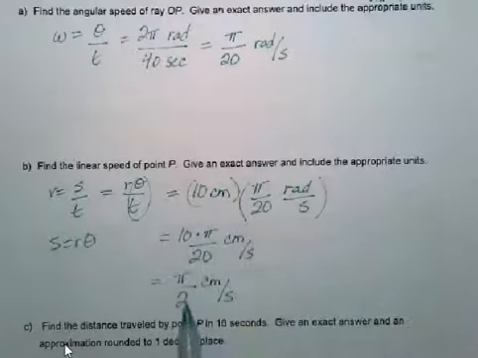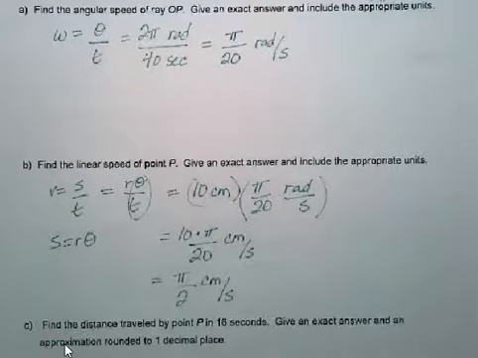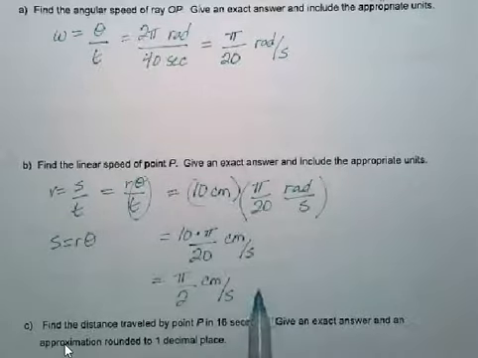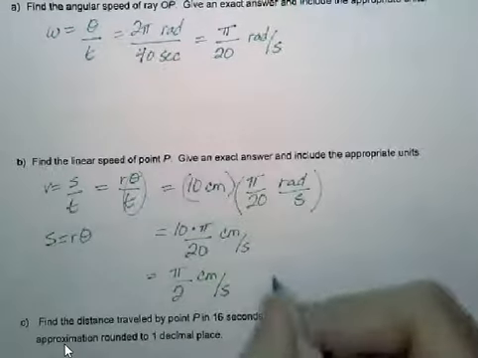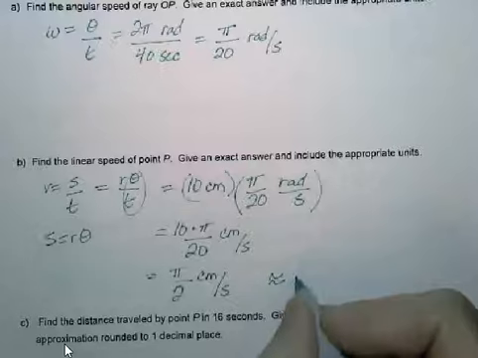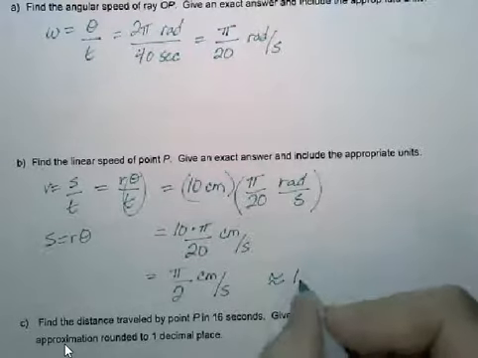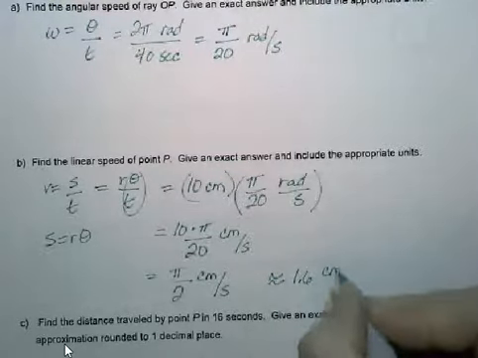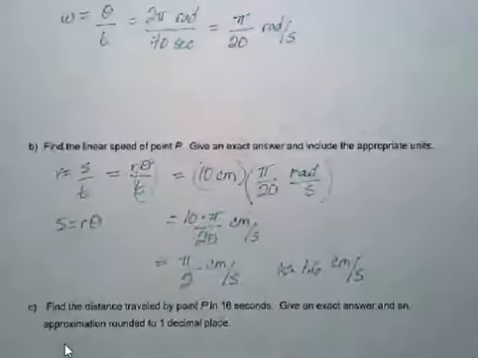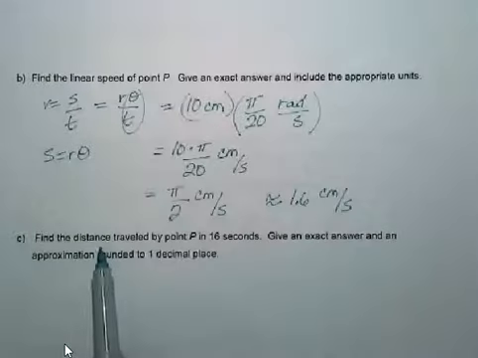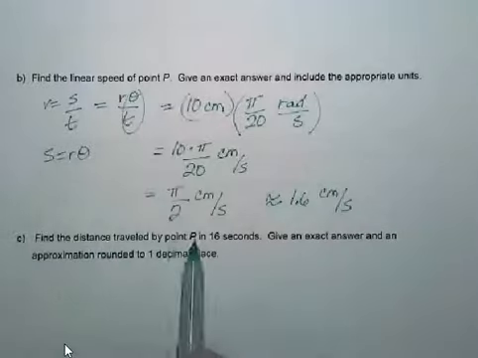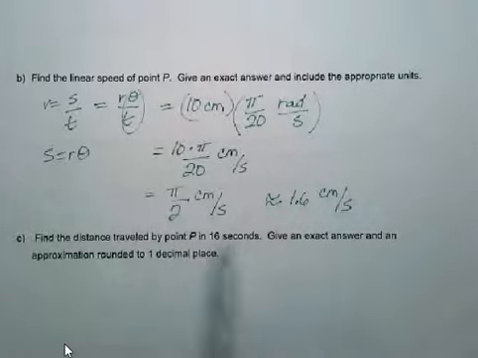Now this problem asks for an exact answer. To get a better idea of how fast this is actually moving, we could use an approximation for pi to get an approximate answer for this. If we round this to 1 decimal place, this would be 1.6 centimeters per second. Then the last question is to find the distance traveled by the point P in 16 seconds.